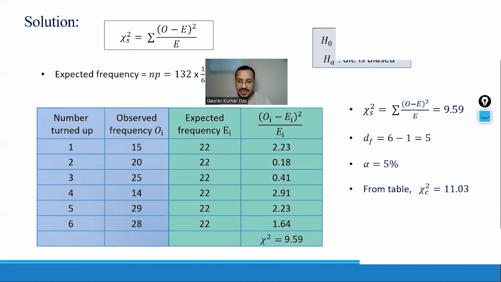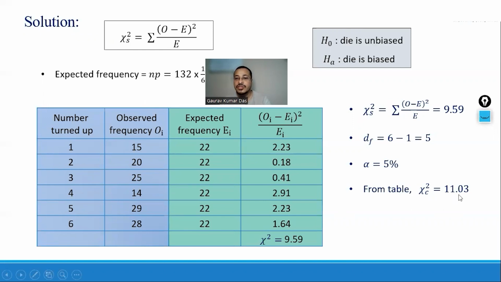And this is a one-sided test only. So the chi-square critical value from the table will be 11.03. You can go back and check from the table. We don't need to look into any tables when we are in the corporate world, because we have inbuilt functions in Python which you can typically use to calculate the chi-square critical value, the chi-square statistic value, and the p-value as well.